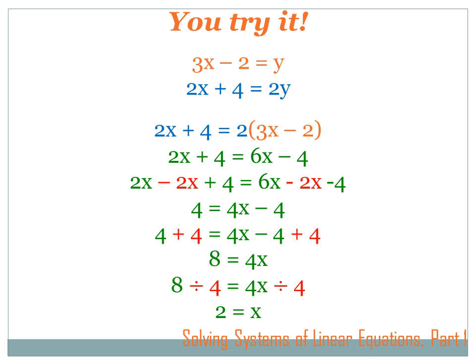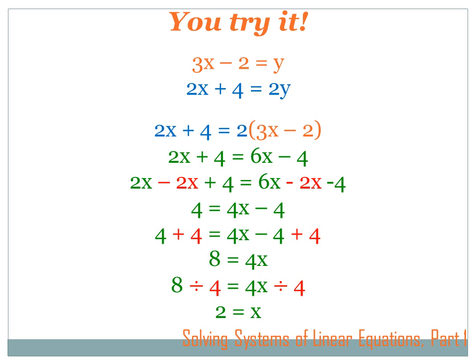So now it reads 2x plus 4 equals 2 times the expression 3x minus 2. Now I'm going to simplify a little bit. I'm going to multiply 2 times 3x and get 6x. I'm going to multiply 2 times negative 2 and get negative 4.